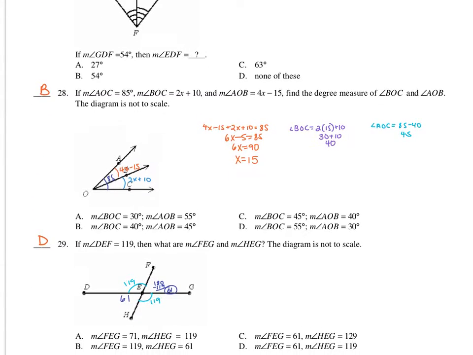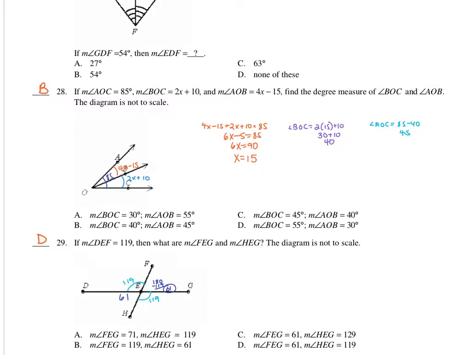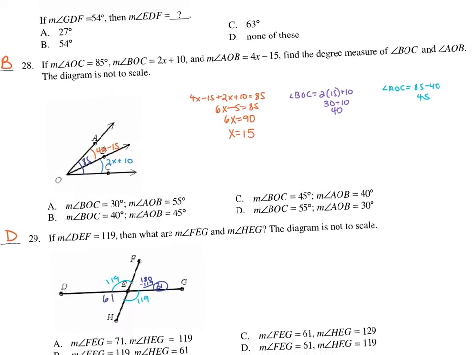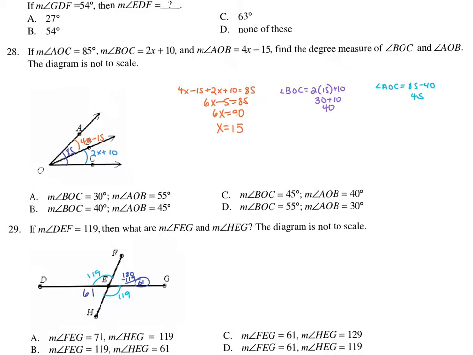28 says if AOC is 85, so the big angle is 85, BOC is 2x plus 10, which is the smaller angle on the bottom, and AOB is 4x minus 15, which is the bigger angle, or the smaller angle on top. So this is your angle addition postulate. Take those two expressions, add them together, set them equal to 85, and solve for x. You get x is 15.